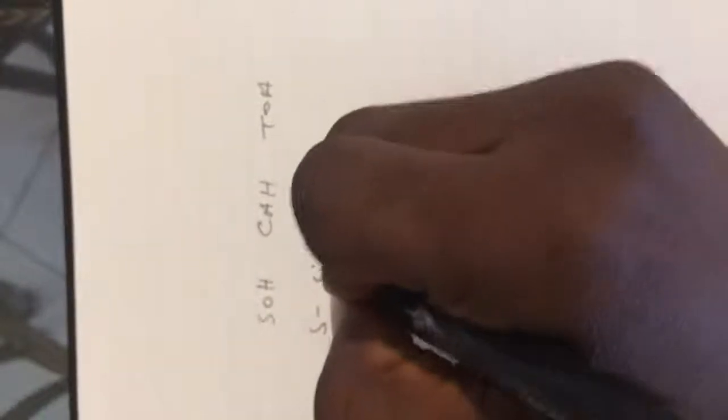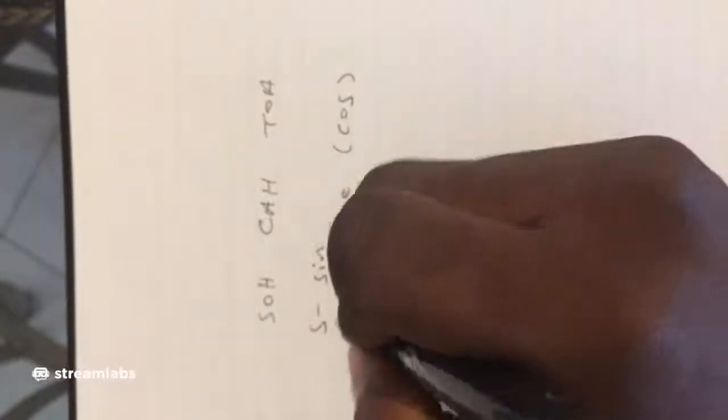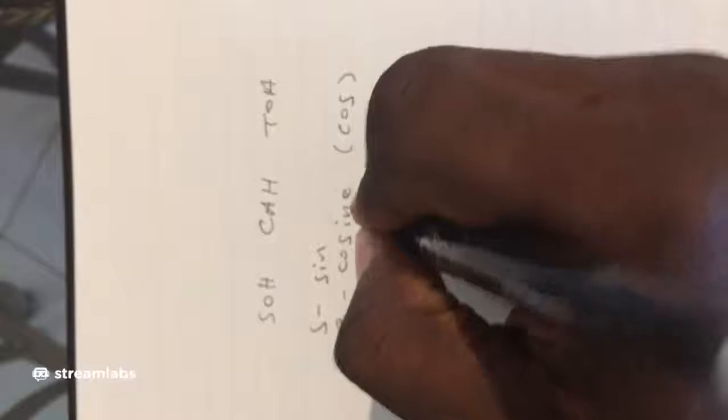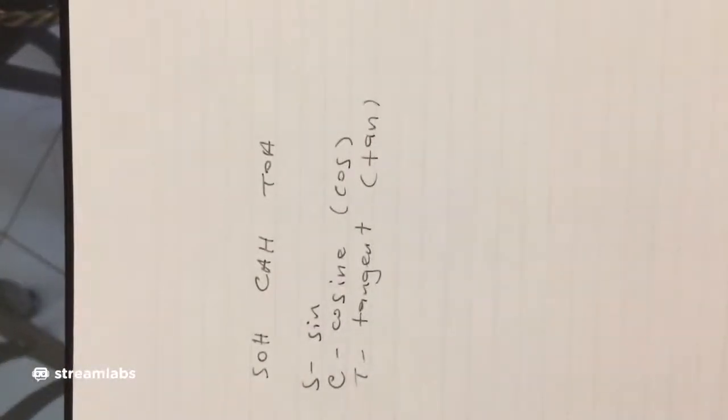We said SOH, CAH, TOA. Remember, S is for sine, C is for cosine, and on the calculator it's shortened as cos. T is for tangent, and on the calculator it's shortened as tan. So what we have here is SOH, CAH, TOA: S for sine, C for cosine, and T for tangent.